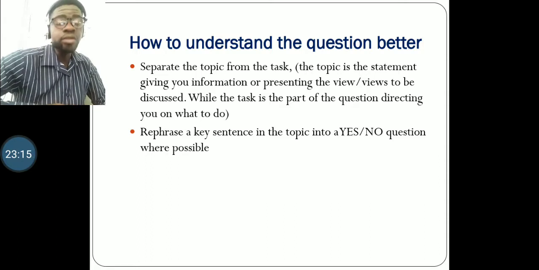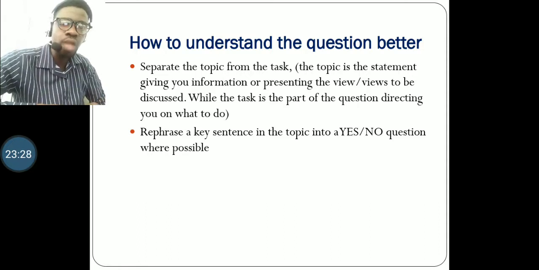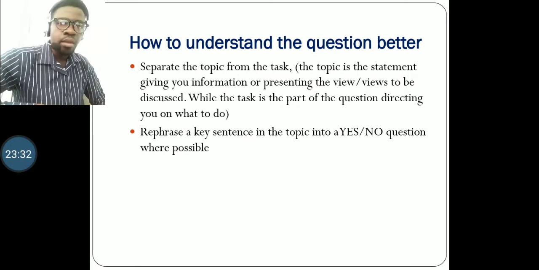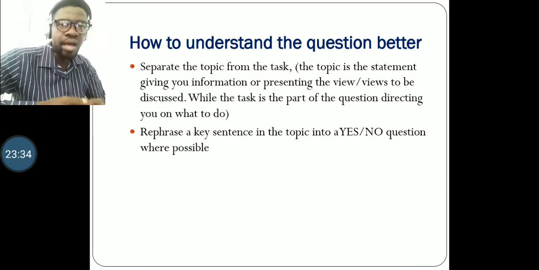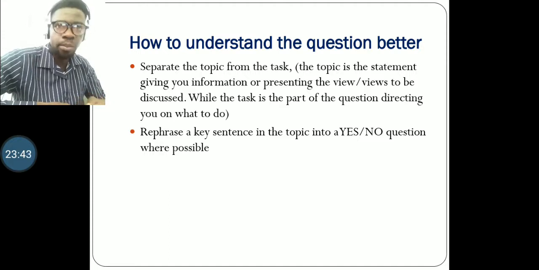Now, if you have done that, then try to see if you can paraphrase or rephrase a portion of the topic into a yes or no question. Now, this is what I mean. By the time you have separated your task from the topic, see if you can rephrase a sentence or a portion of the topic into a yes or no question.